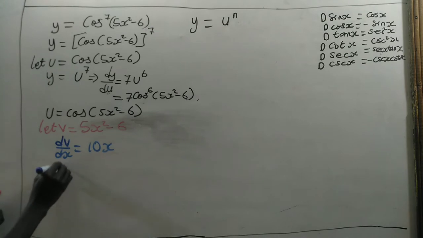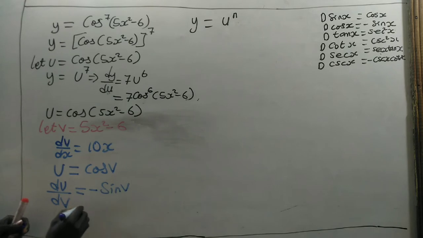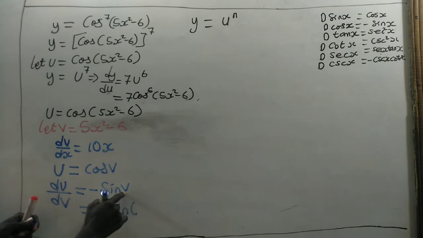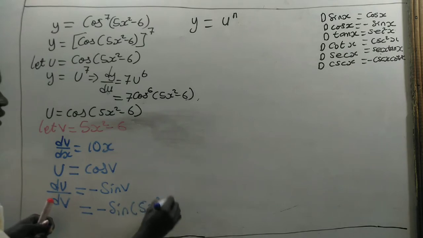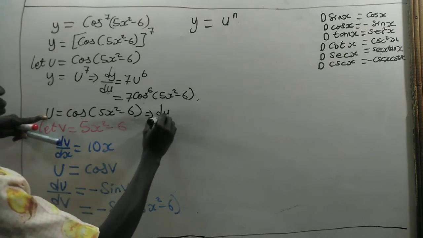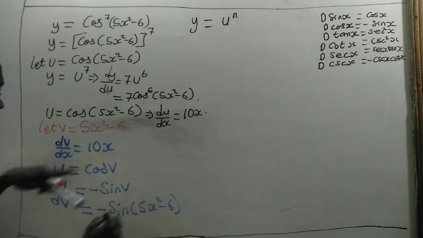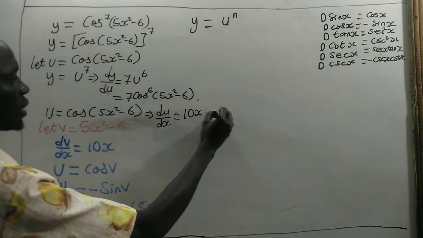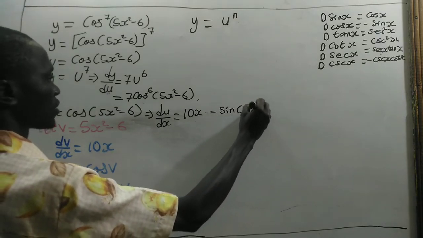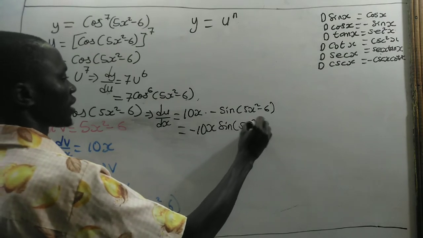And this implies that u is equal to cosine of v, and the derivative of u with respect to v is equal to negative sine v, and that is equal to negative sine of 5x squared minus 6. So here, this implies that the derivative of u with respect to x, du/dx, is 10x times du/dv, which is minus sine 5x squared minus 6. So this will give us negative 10x sine 5x squared minus 6.